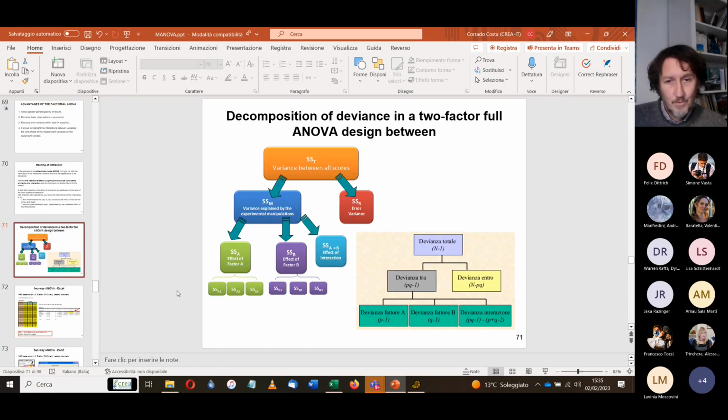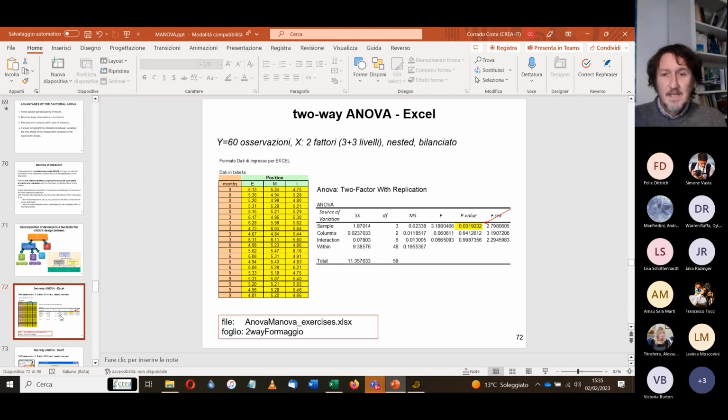Statistically, we do not go in depth as before, but we have the sum of squares total with the contribution of the error, so the noise, and the sum of squares between. These sum of squares between have an effect of the interaction, an effect of factor A, an effect of factor B, etc. This is the decomposition. In PAST, you have to put the data in a different way.